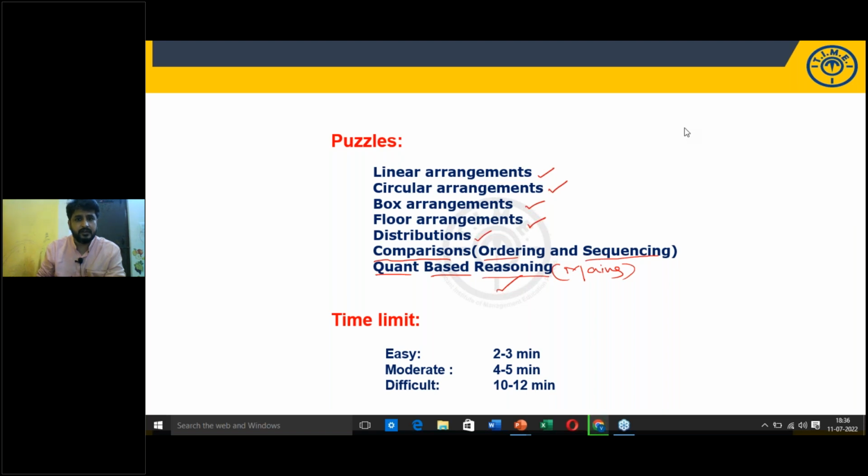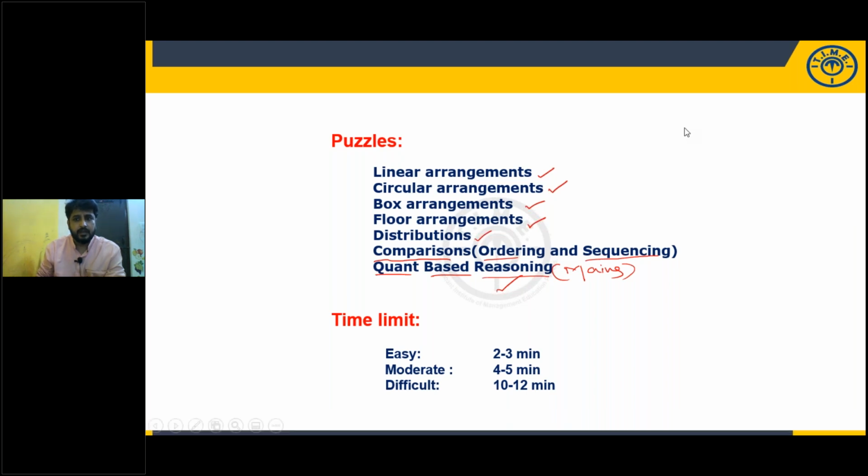Yes, we have a sectional cutoff, Vaibhav. In prelims we have a section wise cutoff, as well as in mains also we have a section wise cutoff. We don't have a section wise time limit, but we have a section wise cutoff.